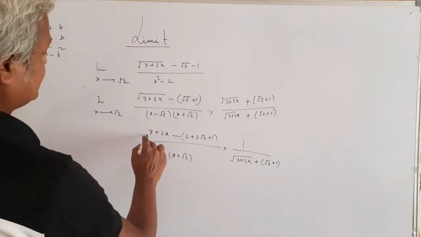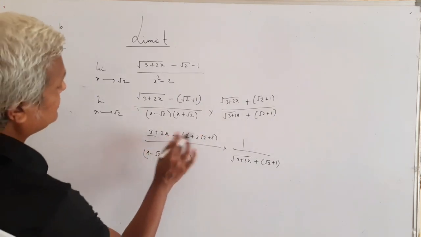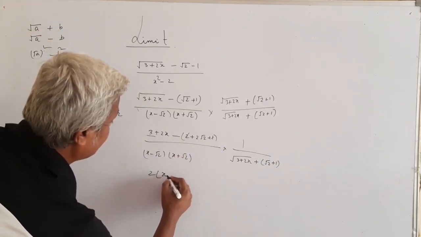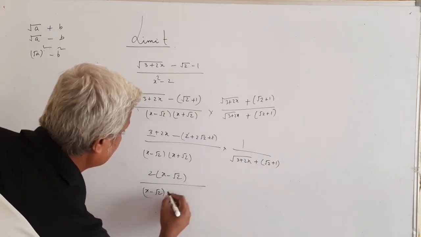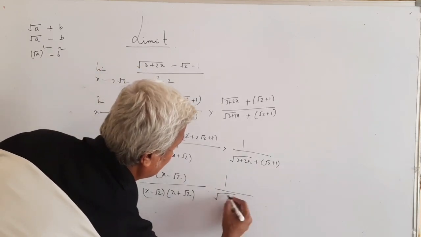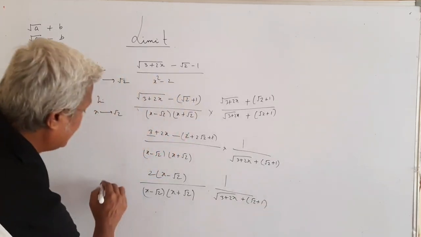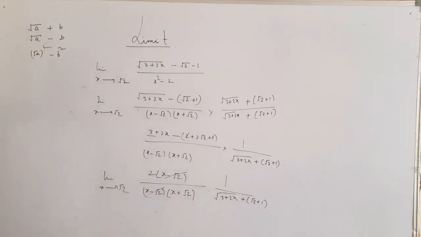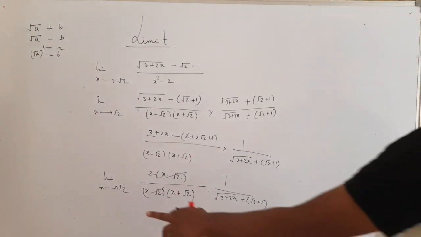So now here you see that 3 and 1 and 2, 3, so you are getting 2x minus, because when you dissolve this bracket it becomes 2x minus 2 root 2. So if you take 2 common, it becomes x minus root 2, over x minus root 2, x plus root 2, times 1 over root 3 plus 2x plus root 2 plus 1, and the limit x tends to root 2. This 2 cancels. Now you put the value of the limit. So replace everywhere x by root 2.